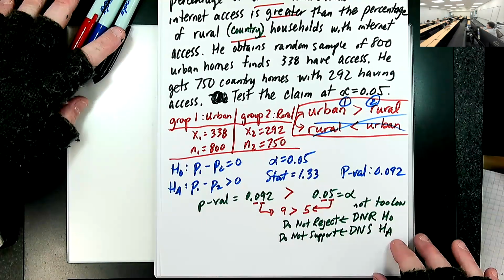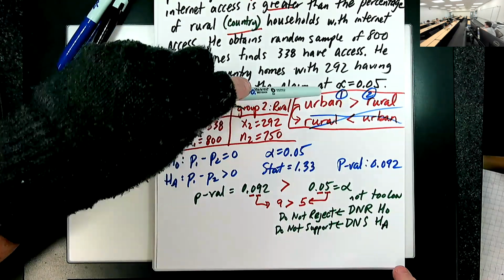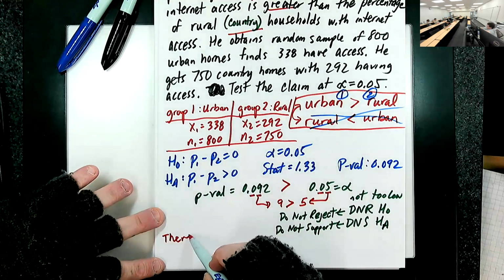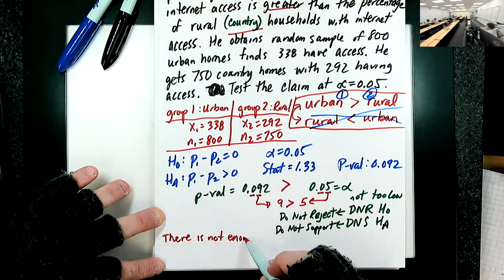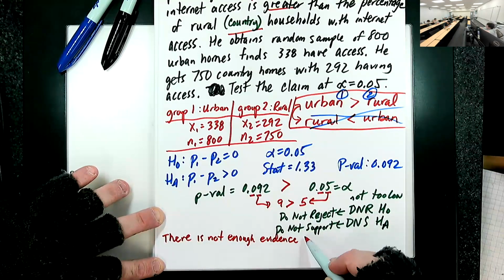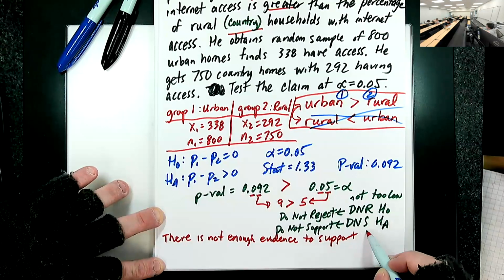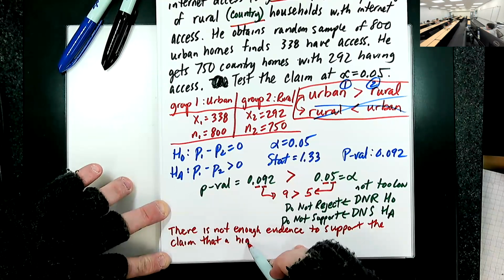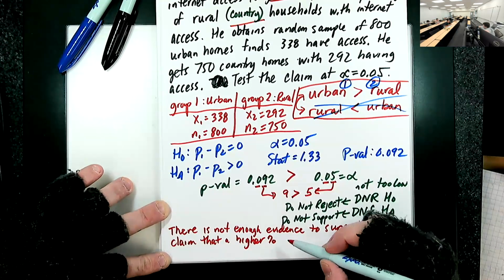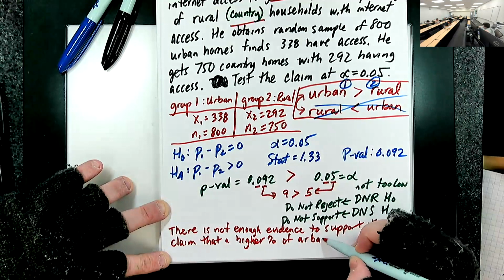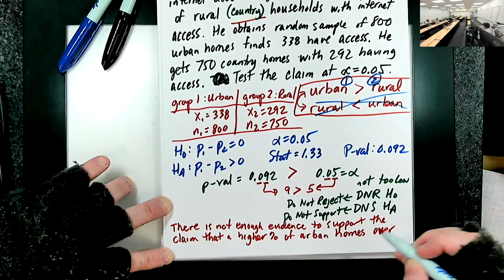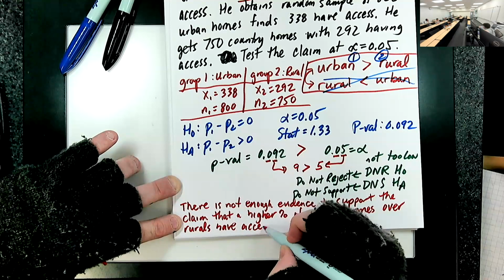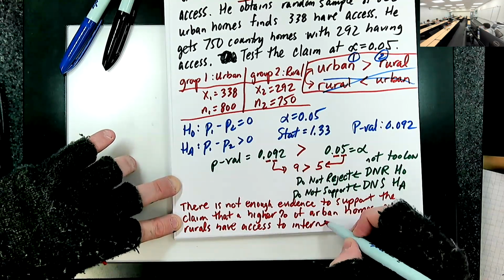And we finish it off, we don't support HA. HA was, urban was greater than rural. There is not enough evidence to support the claim that a higher percentage of urban homes over rural homes have access to internet. There, I paraphrased what was going on in the question.